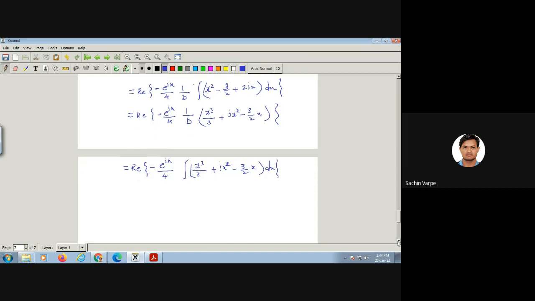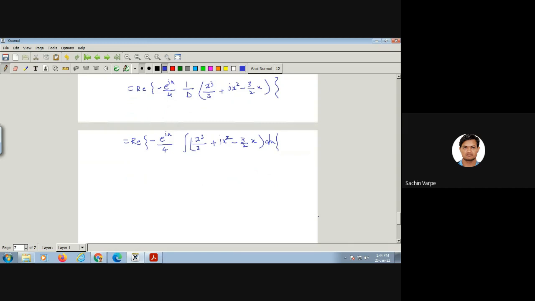तो क्या होगा ये, that will be equals to... oh I think it's time, we have crossed the time. e raised to minus e raised to I x upon 4, and integration that will be x raised to 4 by 4, so x raised to 4 by 12, plus I x cube by 3 minus 3/2 x square by 2, so 3/4.